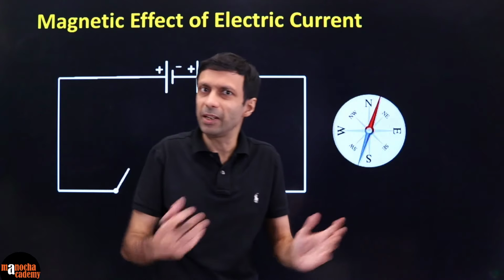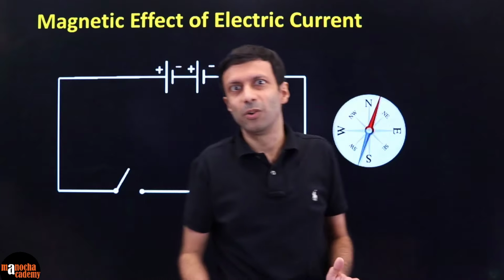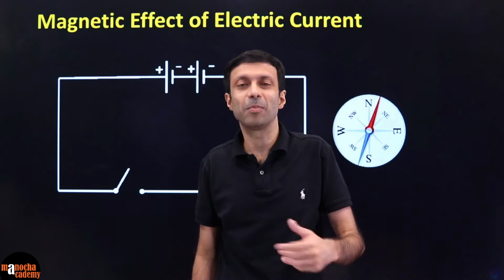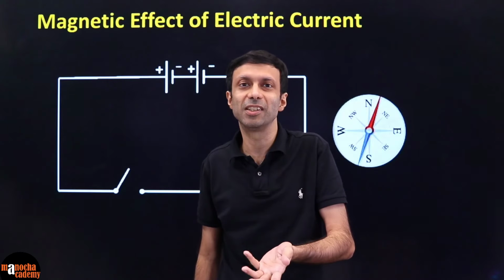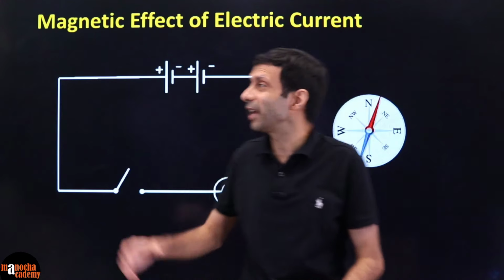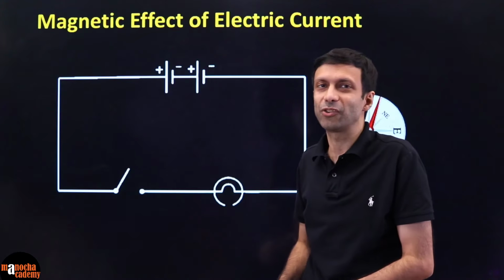We know current has many different effects. What do you guys know? One is the heating effect of current. It heats up, like in toasters and geysers. Even the old tungsten bulbs heat up and also emit light, so the other is called the lighting effect of current. Then you have the chemical effect, what you know as electrolysis. And today we are looking at the magnetic effect of electric current.